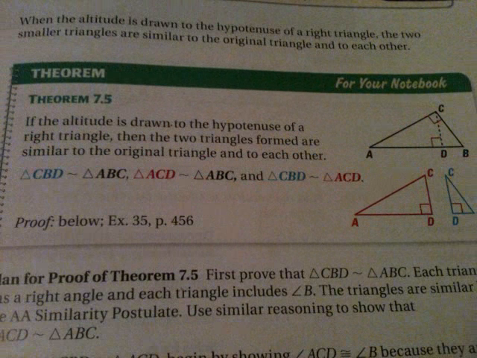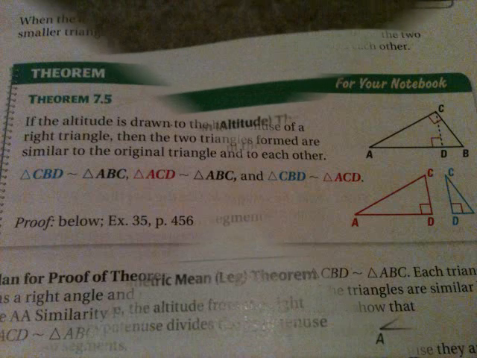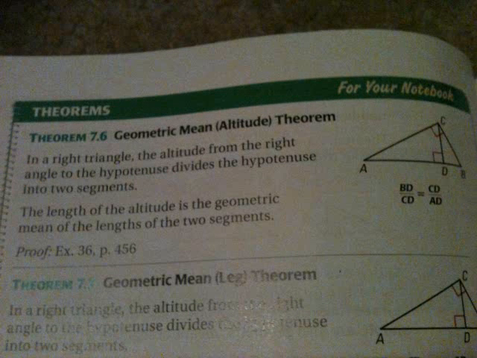The first theorem for solving a right triangle is: if the altitude is drawn to the hypotenuse of a right triangle, then the two triangles formed are similar to the original triangle and to each other. The geometric mean theorem for the altitude is: in a right triangle, the altitude from the right angle to the hypotenuse divides the hypotenuse into two segments. The length of the altitude is the geometric mean of the lengths of the two segments.